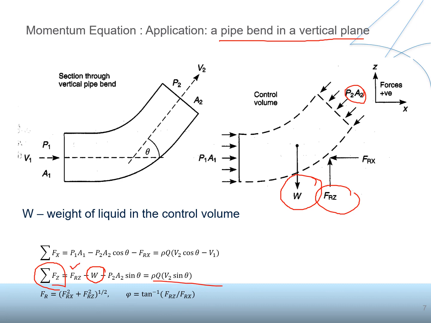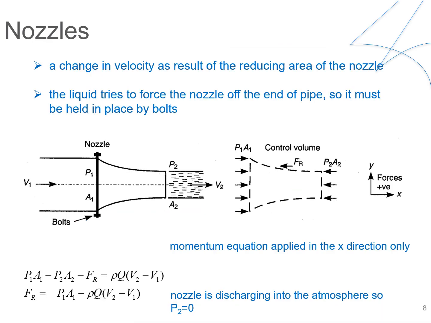Should be equal to rho Q times V1, which doesn't have a vertical component, so you just need the V2 component, and you get this again. Once you have FX and FZ, you can calculate the resultant reaction force and resultant angle. This is an example with a nozzle.